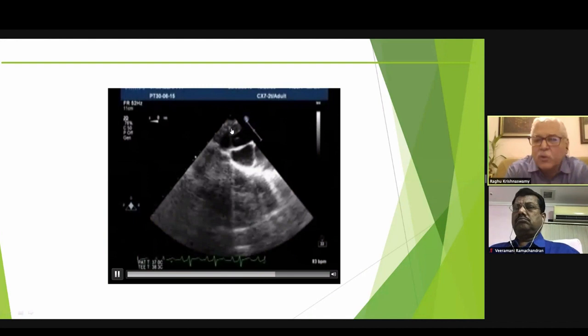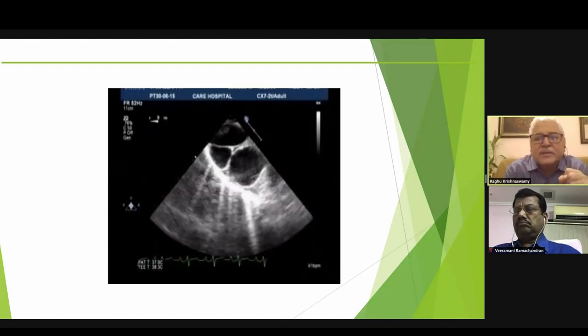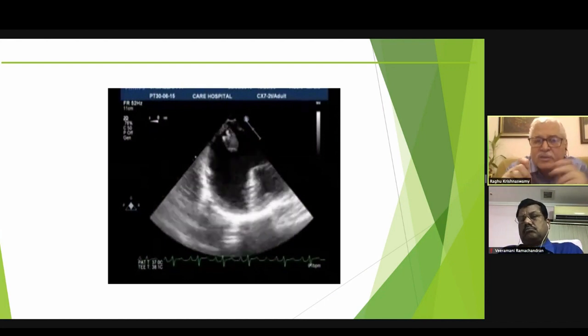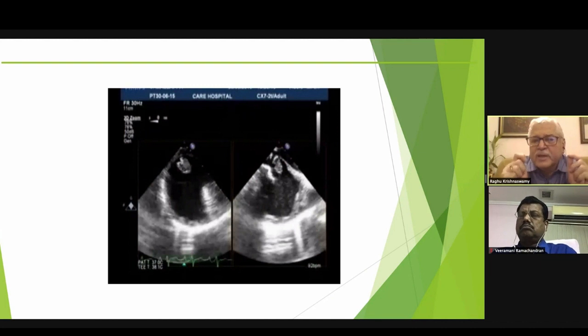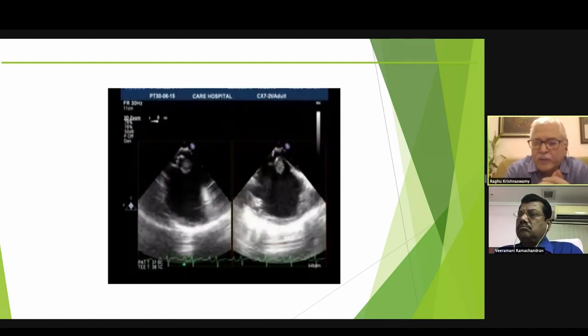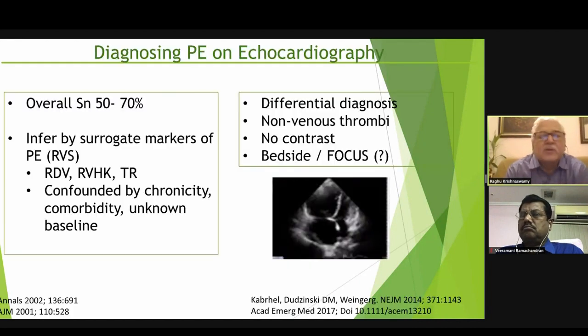In transesophageal echo, if you pull the probe to the mid-esophageal level, come to 30 degrees and rotate the probe so that you see the main pulmonary artery, and if you rotate it a little further and pull it out a little, you can see the right pulmonary artery quite well. And as I mentioned, you don't see the left pulmonary artery at all because of the bronchus and the air trapped in it. So diagnosing PE by echocardiography, the sensitivity is very low. Most studies have given the sensitivity as less than 50%.